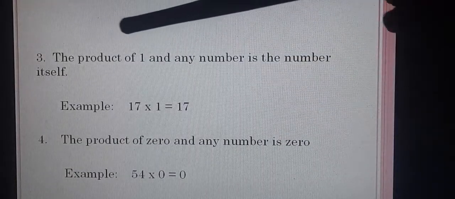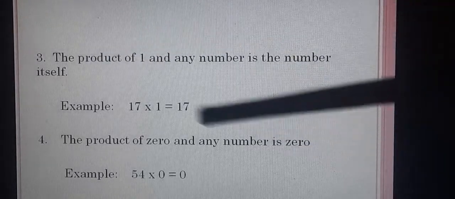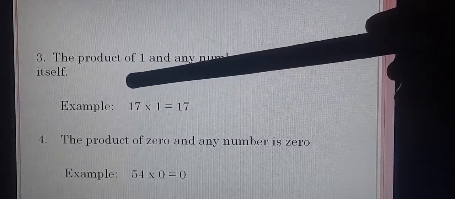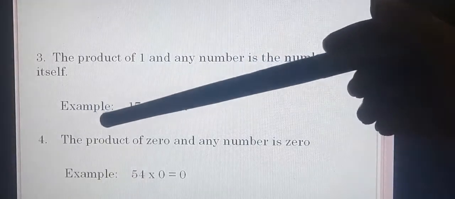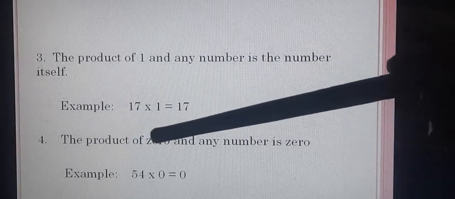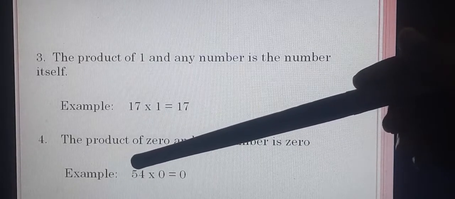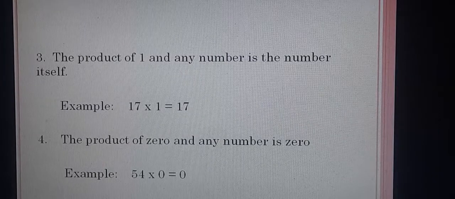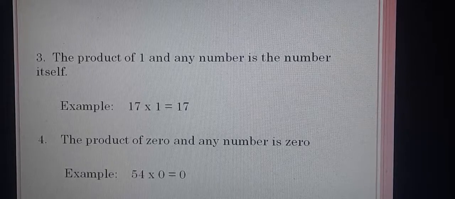Next, third property, the product of 1 and any number is the number itself. When we multiply any number with 1, we will get the number itself. For example, 17 multiply 1 is equal to 17. Next property is here, the product of 0 and any number is 0. When we multiply any number with 0, we will always get 0. See this example, 54 multiply 0 is equal to 0. These are very common properties which you use in your fill-ups and in your questions.